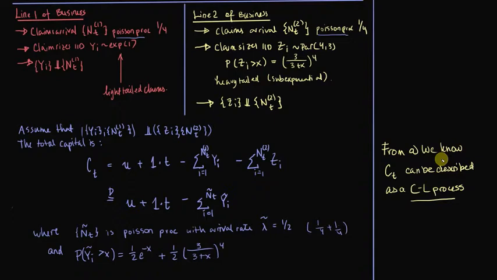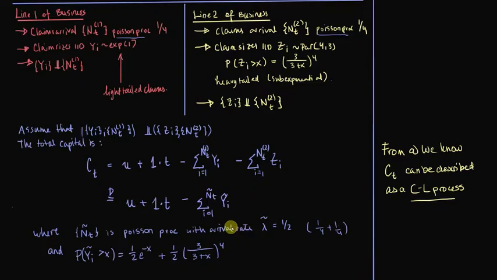We have now gone through A, and from A we now know that the total capital can be described using a Kremer-Lundberg process, since the total claim size could be modeled as a compound Poisson process, where the claim arrival rate was just the sum of claim arrival rates in the two lines of business, and where the claim size in this compound Poisson process is just a claim size that follows a mixture distribution, which is the average of the distributions of the claims in the two lines of business.